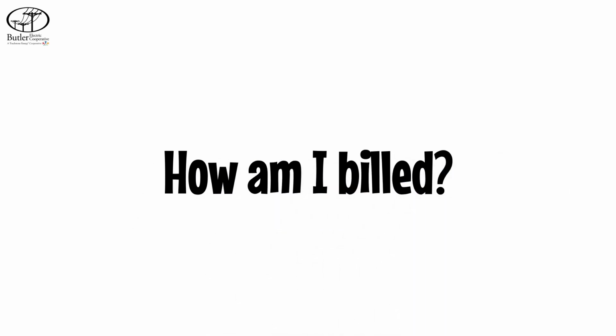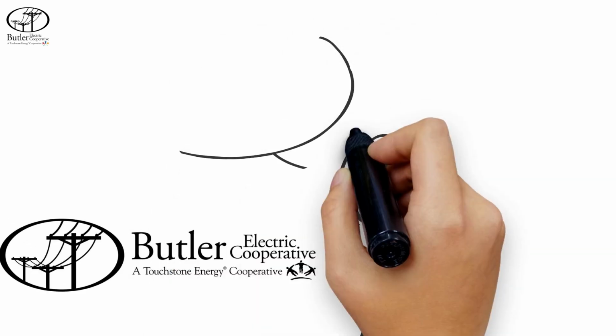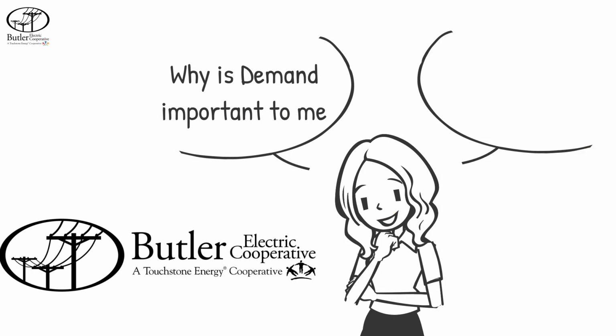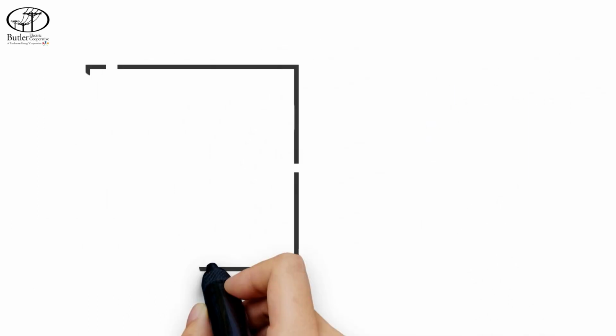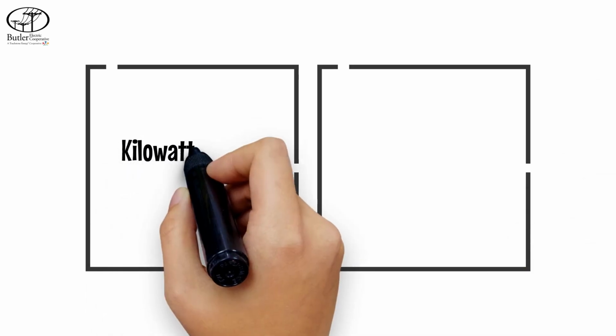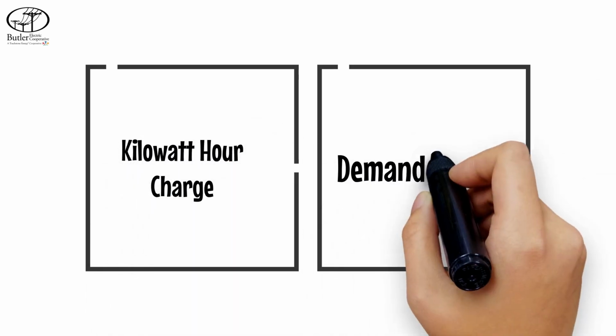How am I billed? As a Butler Electric Co-op member, you may be wondering, why is demand important to me and how is my bill calculated? Your bill has two components. One is the kilowatt-hour charge and one is the demand charge.